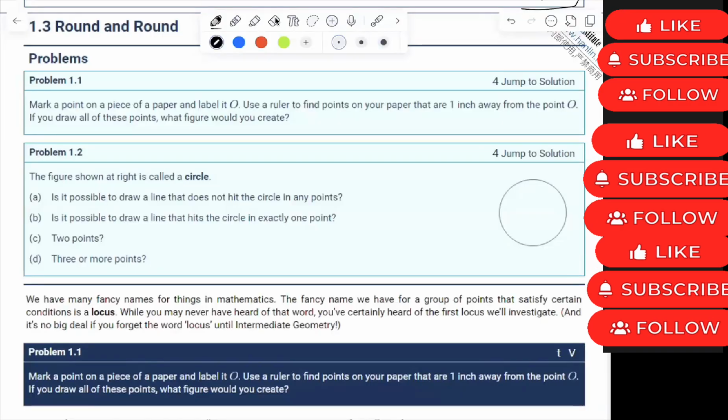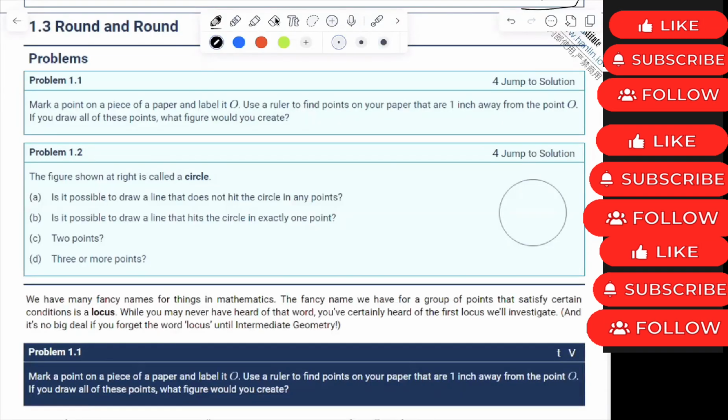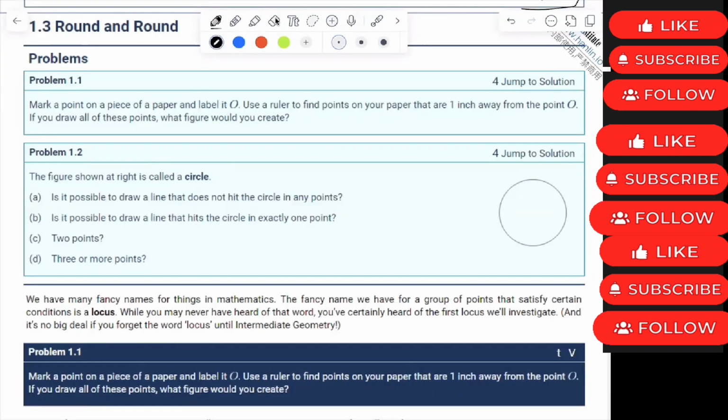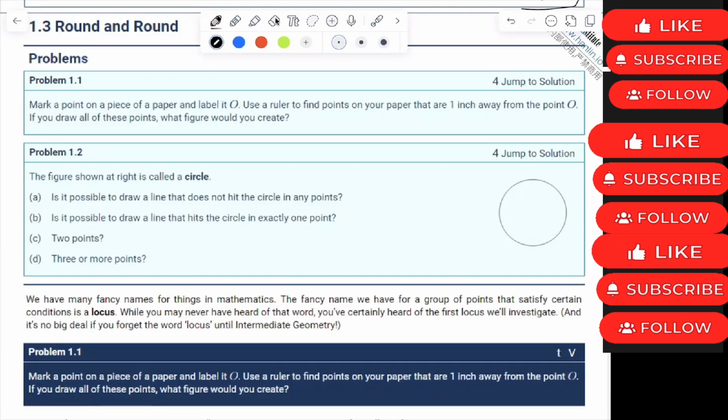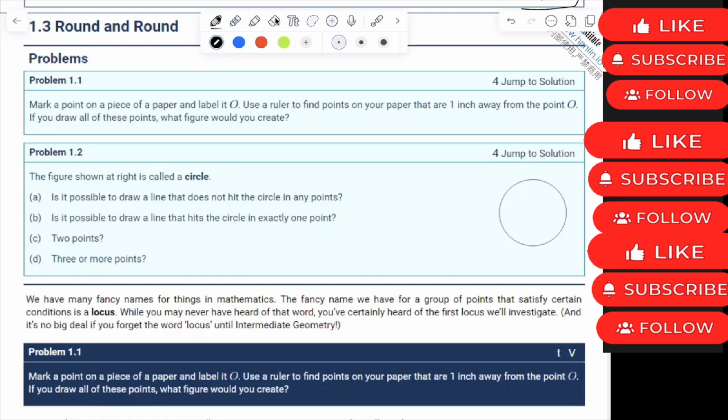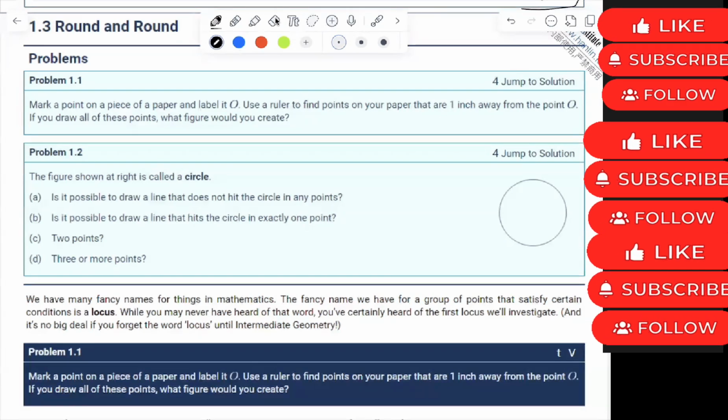And that's about a circle. Mark a point on a piece of paper and label it as O. Use a ruler to find points on your paper that are 1 inch away from point O. If you draw all these points, what figure would you create? And obviously this figure is called a circle.